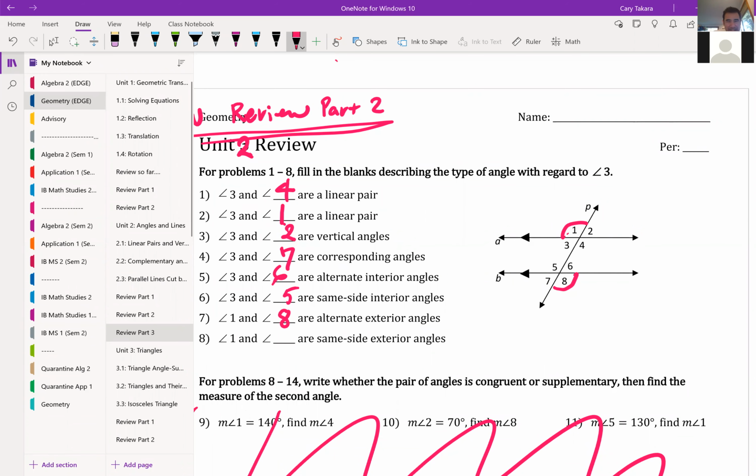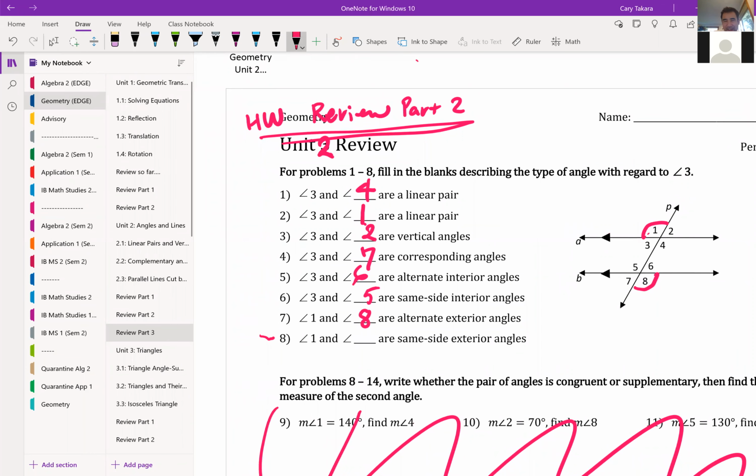And then the last one, actually, we didn't really learn this in this class. It's called the same side exterior. You can probably figure out it's 1 and 7, but we didn't do that. Same side exterior, and they are supplementary. They add up to be 180, but we don't need to worry about that.